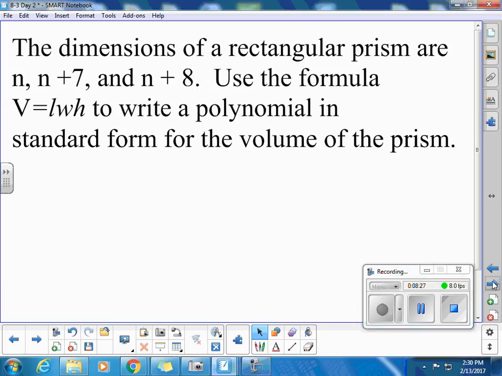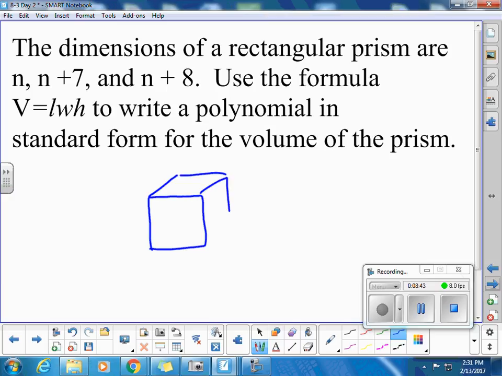All right, so here's using these ideas in a word problem. The dimensions of a rectangular prism are n, n plus 7, and n plus 8. So a rectangular prism is just this, right? So we say n, n plus 7, and n plus 8 are the dimensions of our sides.